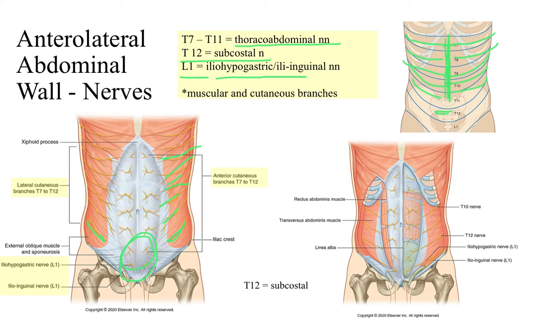So from T7 down to L1, you have these branches of nerves that are coming from, again, roots of the spinal cord, and then supplying the muscles of the abdominal wall with a nerve supply that will allow them to contract, and also a sensory supply that will allow the abdominal wall to perceive sensations. Hence the note about there being muscular branches and cutaneous branches.